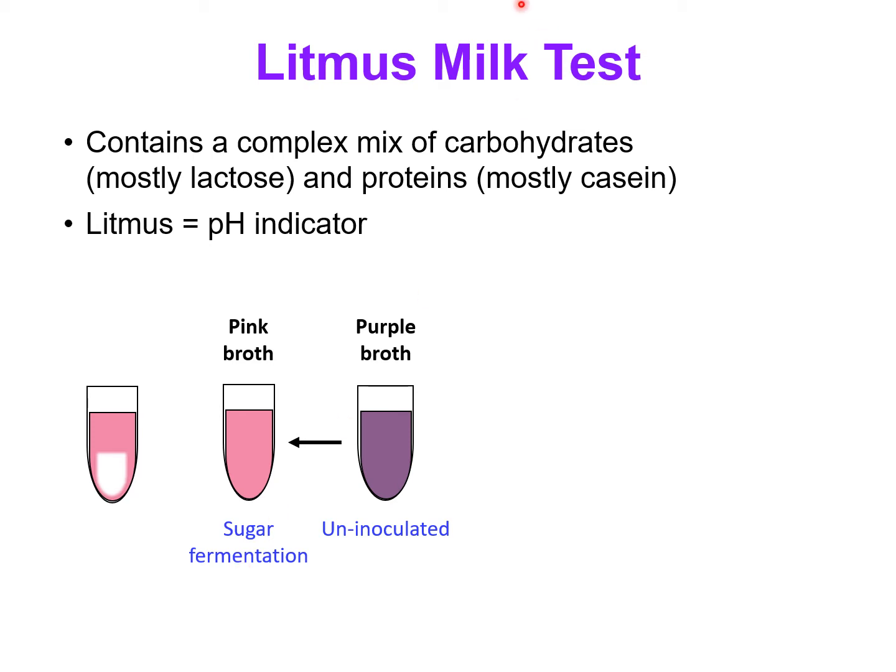Now, one thing to note about the litmus milk test is that it can actually take a while, and over time, as time progresses, your results might change. So after you inoculate, like this test tube right here, and you put the test tube in the incubator, we usually leave it for like 24 to 48 hours. Now, within 24 to 48 hours, you might see something like this, that your broth has turned pink, which means that your bacteria is fermenting the lactose sugar.